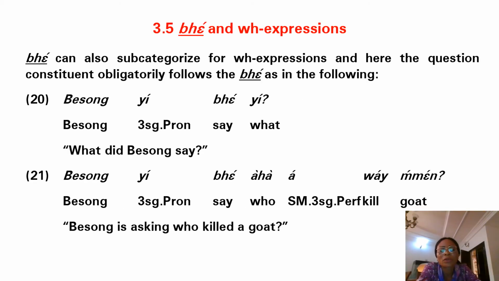Our next focus will be the relationship between ver and WH expressions. Ver in Kenyang can also subcategorize for WH expressions, and in such context, the question constituent obligatorily follows the ver as in the following. In sentence 20, we realize that ver is followed by ye, which is roughly equivalent to what in English. Similarly, in sentence 21, ver is accompanied by a, roughly equivalent to the WH expression who in English.